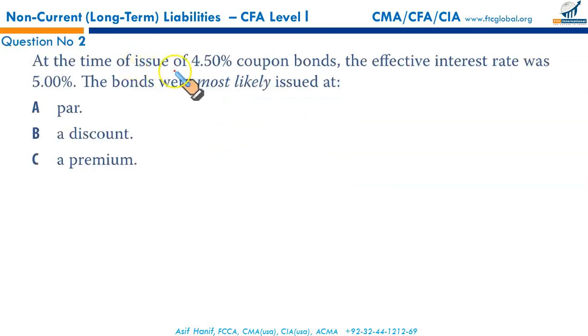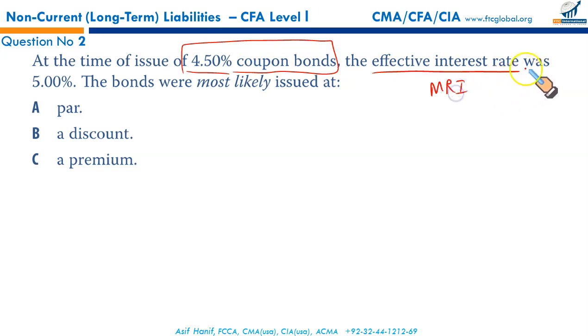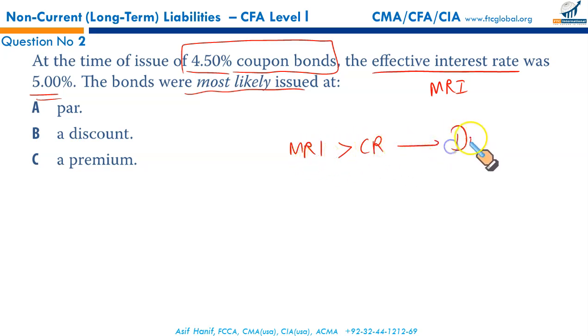Next, at the time of issue of 4.5% coupon bonds, the effective interest rate, called the market rate of interest at the date of issue, was 5%. The bonds are most likely issued at what? Now, we have discussed this a little while ago. When the market rate of interest is greater than the coupon rate, you are offering less rate, the market rate of interest is high, so it's a discount bond basically. We discussed this in detail.